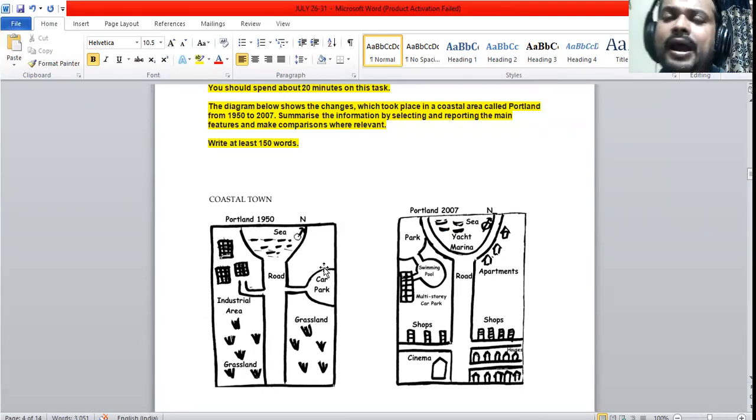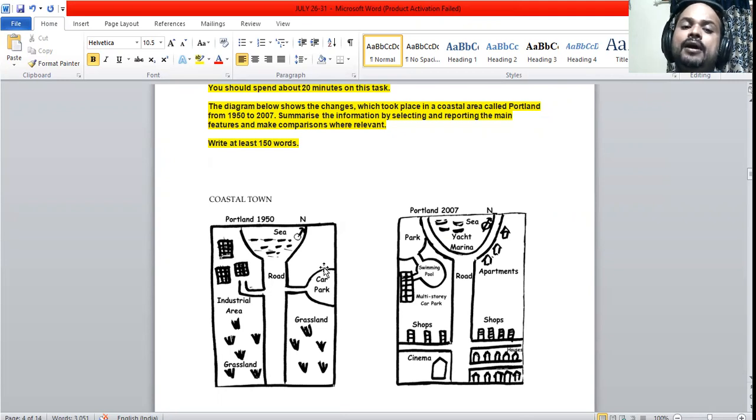So we have time frames, and based on these time frames, you need to decide which tense you have to use here. So the tense is very important. Here we don't have any confusion because we have the past tense. That is what happened in 1950, how it looked, and how it changed in 2007. This is what we are going to see.